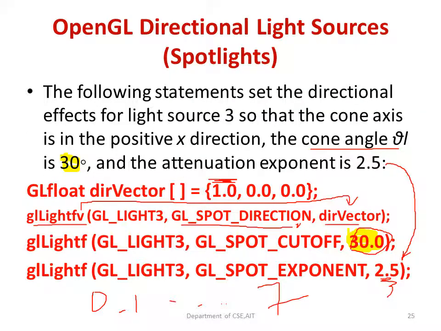In the following set of APIs, for light source 3, that is light number 4, the cone axis is in the positive x direction, the cone angle is 30 degrees, and the attenuation exponent we are giving here is 2.5. The values we specify here will be reflected in glLightfv. glLightfv means we will be having an array. In any glLight command, the first parameter is the light, and the second and the third are related to the effect.